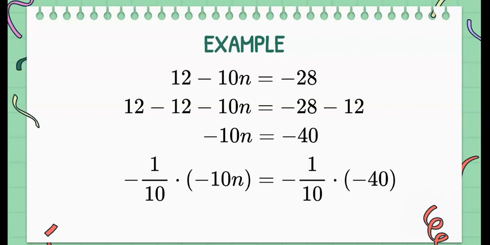On the right side, we have negative 1 over 10 times negative 40. If it's easier for you, think of this also as division: negative 40 divided by negative 10. Or if you are good with fractions, you can think of it as negative 1/10 times negative 40, which leaves you with a fraction of 40 over 10. In both cases, whether you think about it as fractions or as division, you get an answer of n equals 4.